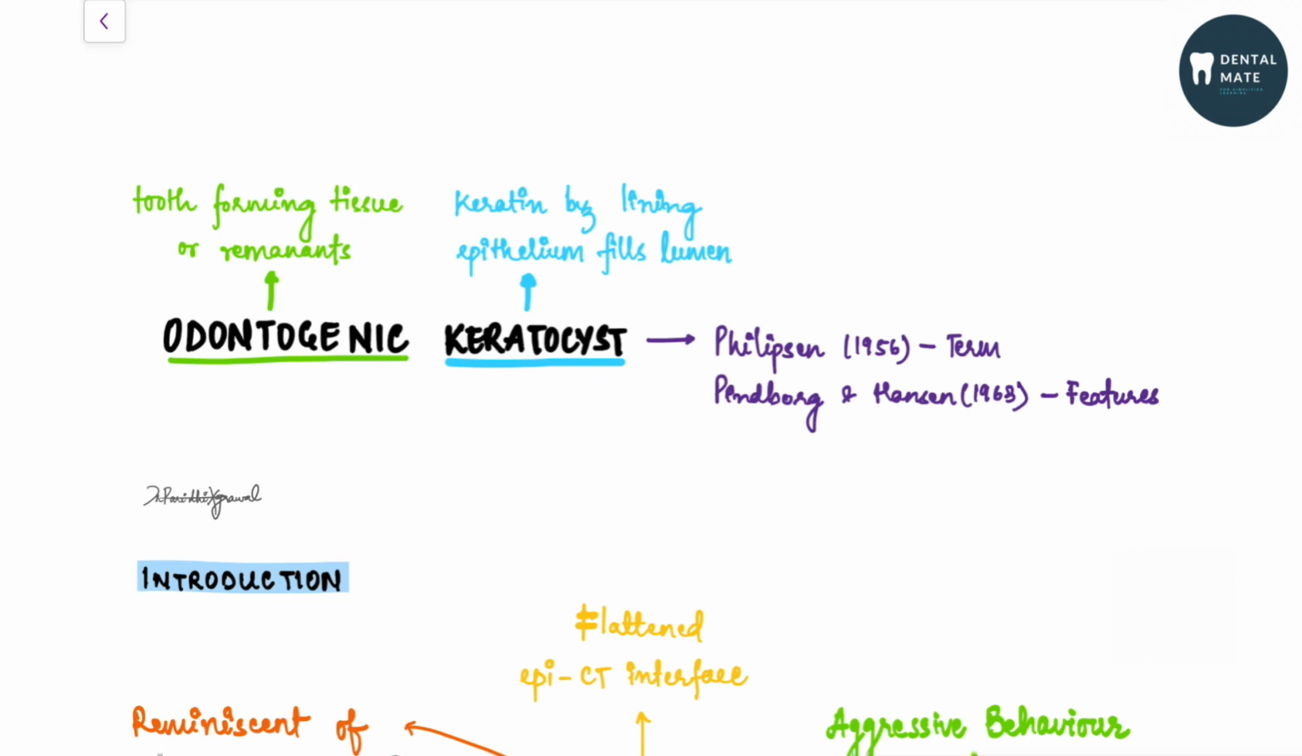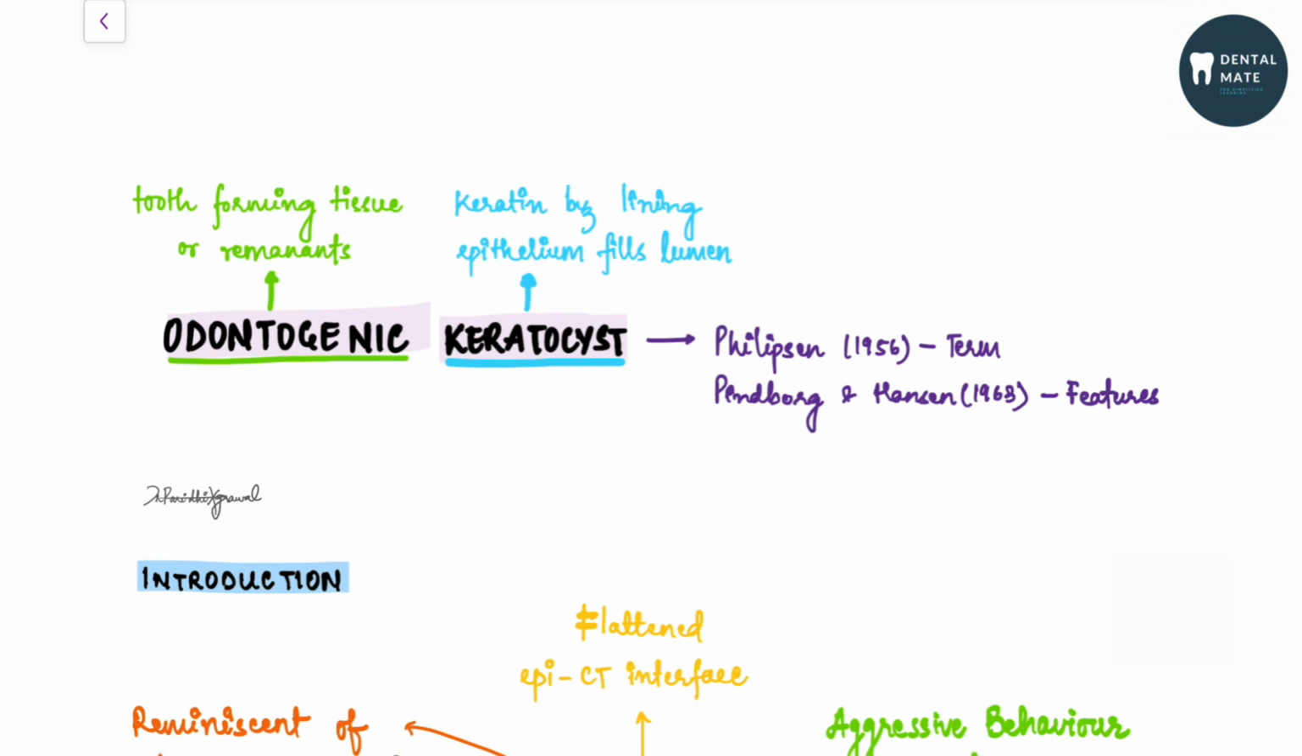Today in this video, we'll be talking about odontogenic keratocyst. If we split the term first, odontogenic means something which is formed from tooth-forming tissue or its remnants. And keratocyst: it is a cystic lesion, and it is known as kerato because the lumen of this cyst is almost filled by keratin. The lining epithelium secretes keratin and this completely fills the lumen.